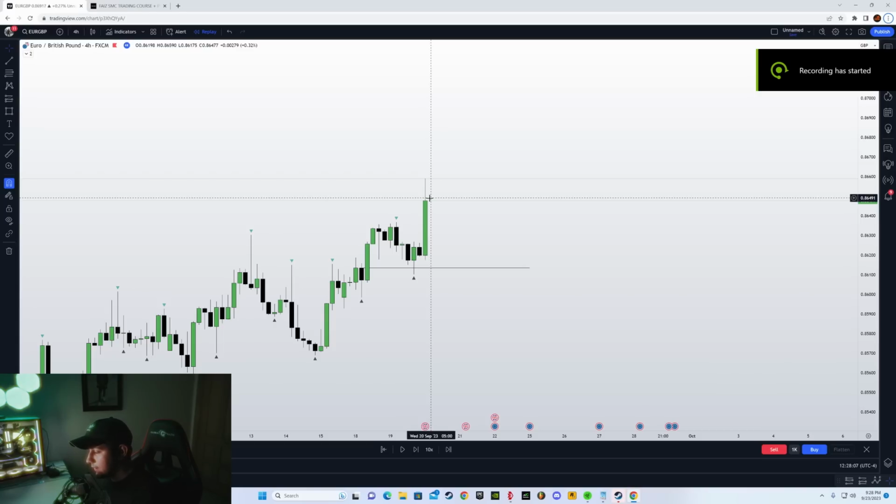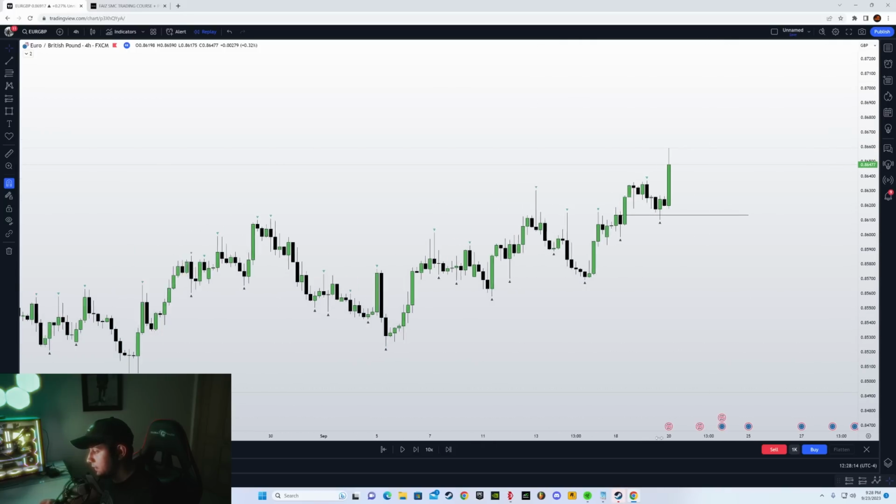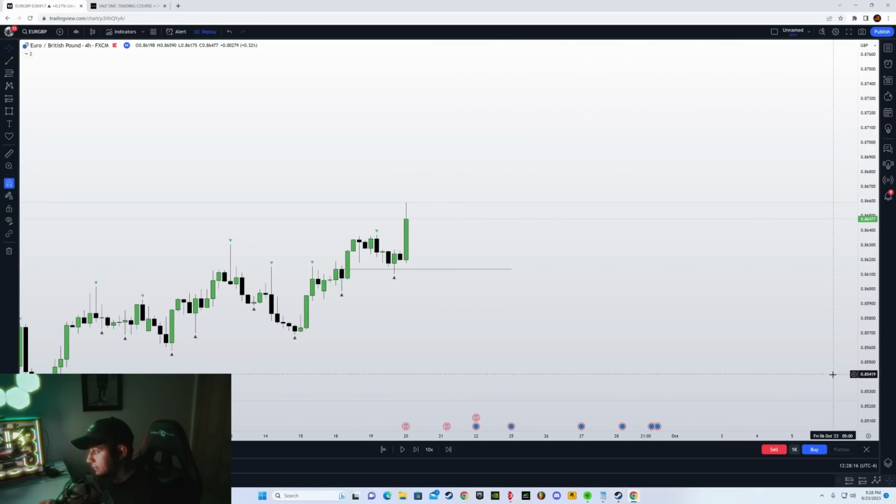All right, guys, so here's the last example. I'm looking at Euro GBP on the 4-hour time frame, and you can see that the order flow is bullish. So we're going to trade in that direction.